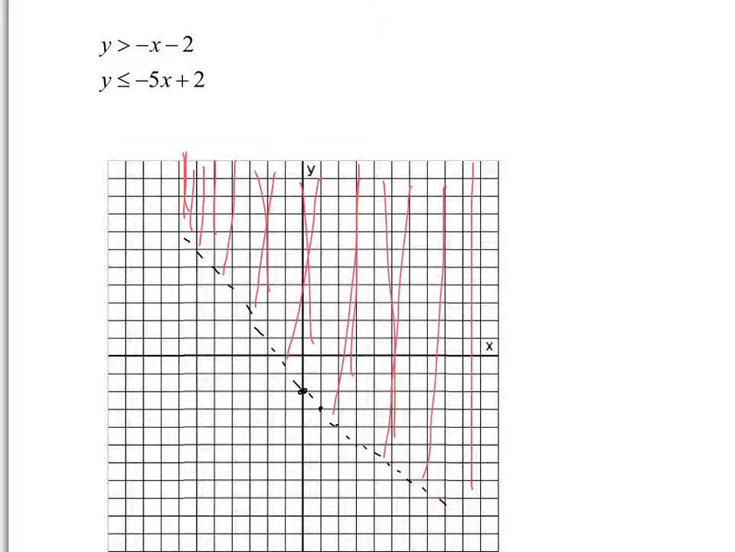And then next I'm going to draw the line y is less than or equal to negative 5x plus 2. So I'm going to start at 2, make a dot, and then I'm going to go down 5 over 1, 1, 2, 3, 4, 5, over 1. So less than or equal to, this time I'm going to make a solid line. Then I'm going to shade everything that's less than that line. So less than is going to be what's below it, which is going to be all of this stuff.